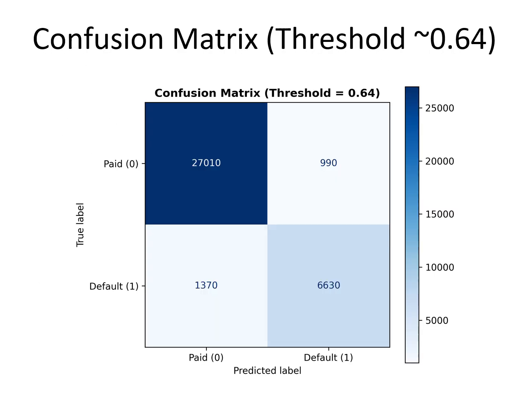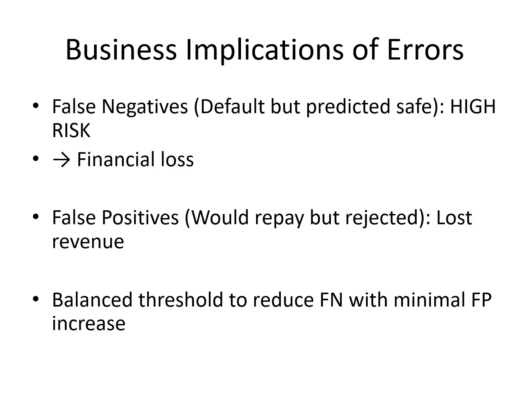Here's a confusion matrix at a threshold of about 0.64, which I selected after sweeping through thresholds. This visualization shows how many loans were correctly classified and where mistakes occurred. False negatives are applicants who default but were predicted safe, and they are the biggest financial threat to lenders. They result in real monetary loss.